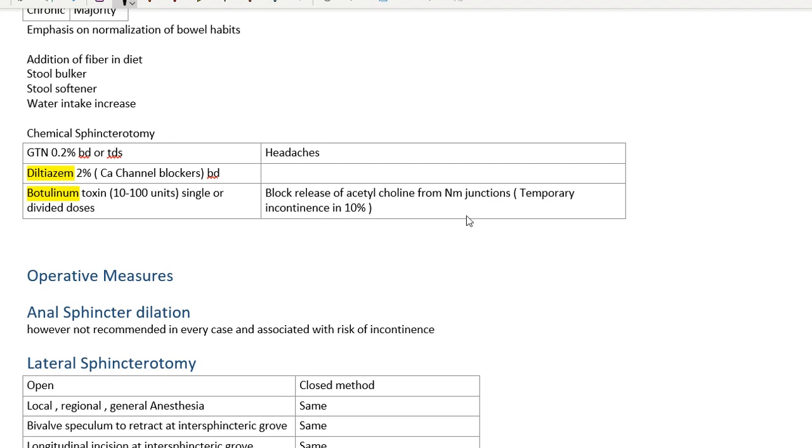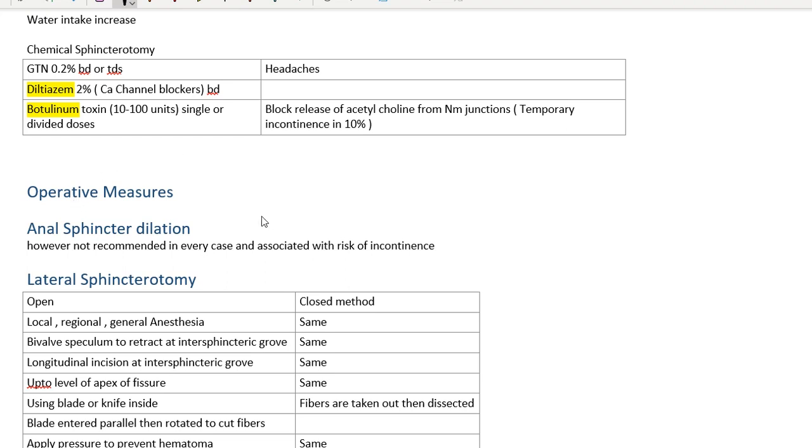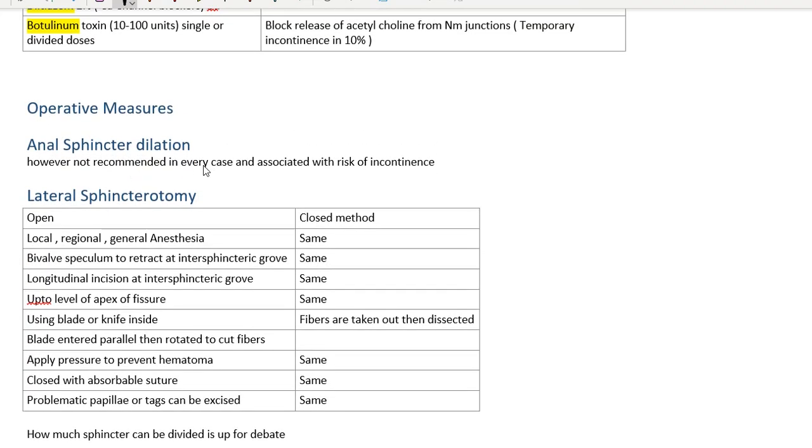What it does is temporarily block the acetylcholine release from the neuromuscular junctions. There is a 10% association of incontinence with this, and we usually do not perform this in routine in our practice in Pakistan.